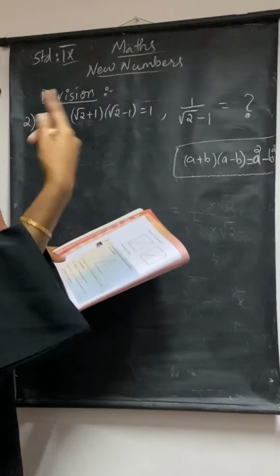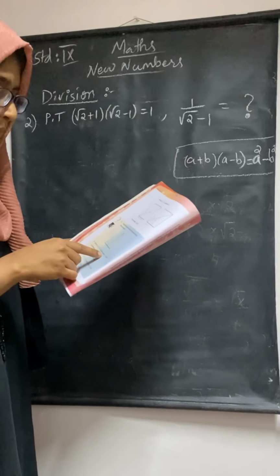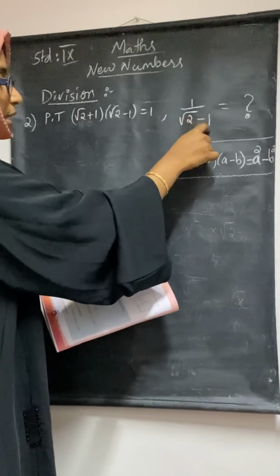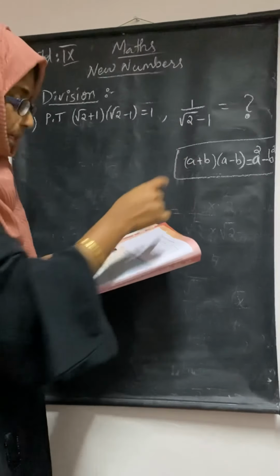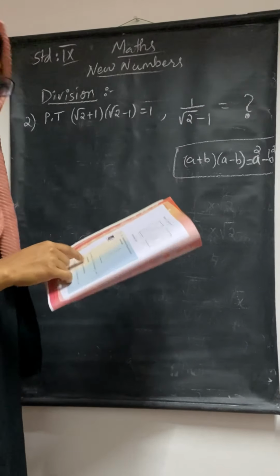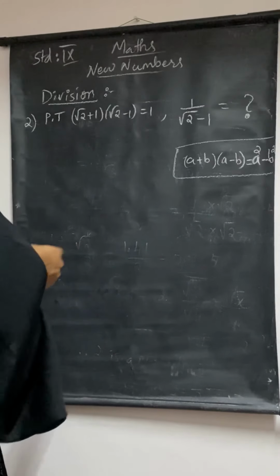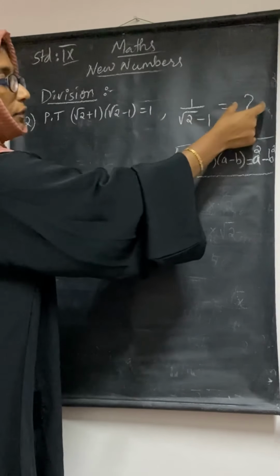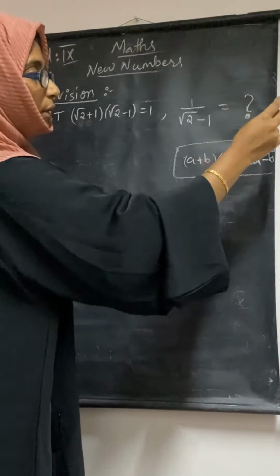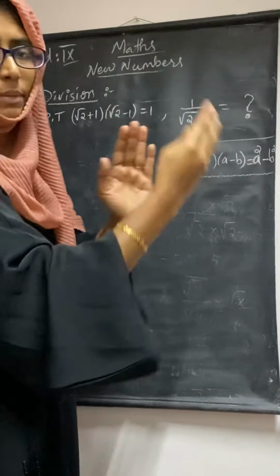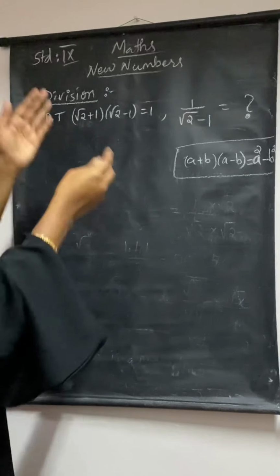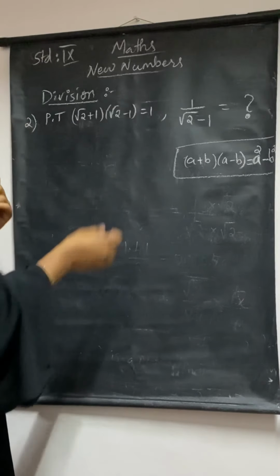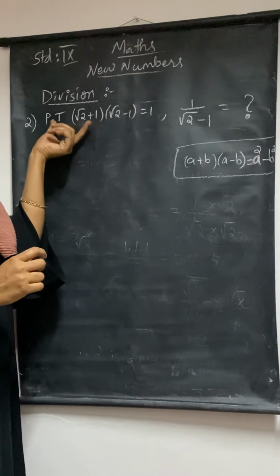And also the second question: use this to compute 1 by square root of 2 minus 1 correct to 2 decimal places. It means you have to find out the answer of this one. After getting the answer, you have to give it to 2 decimal places. You understood that there will be some points there. So after the point, 2 digits should be there. That is the question. So first you have to do the proof.